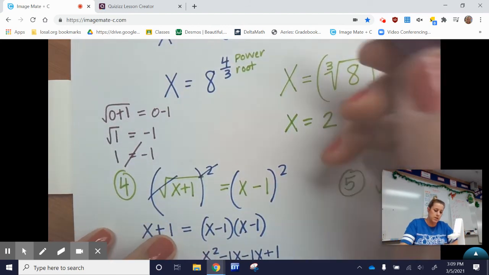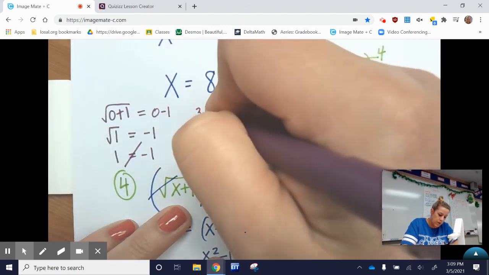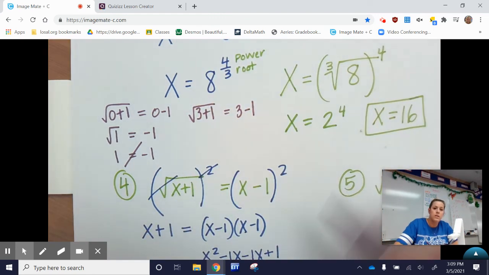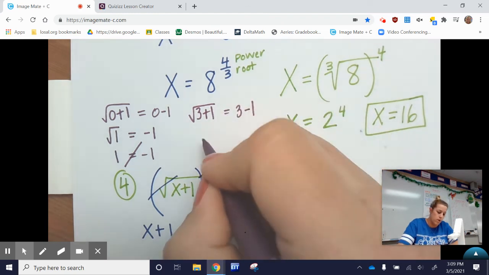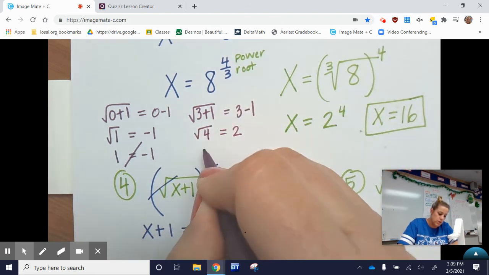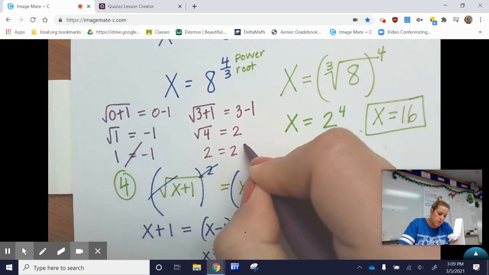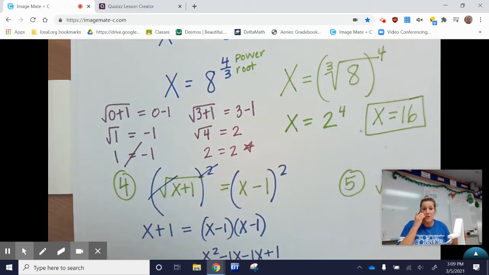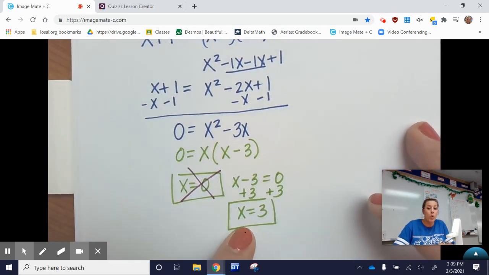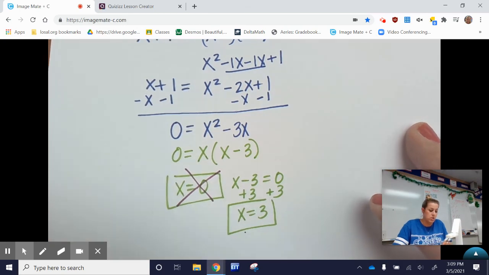So let's see what 3 does. So 3 plus 1, square root of that, equals 3 minus 1. Okay, so now we're going to get 4, square root of 4, equals 2. 2 equals 2. There we go. That one works. So for my answer for this one, I would not write the 0. I would only write 3. So be very careful and make sure that you check for your extraneous solution.